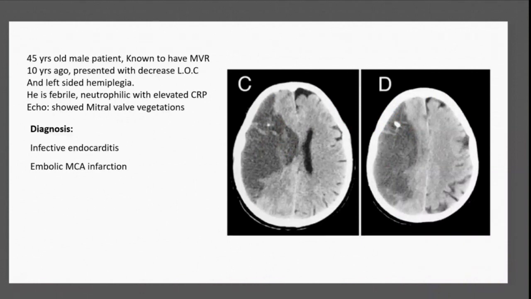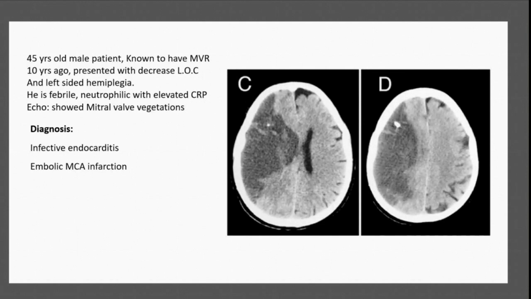So this is a 45-year-old male patient. He's known to have had a mitral valve replacement, which was done 10 years ago. He presented to the ER with decreased level of consciousness, left-sided hemiplegia, and he's febrile, neutrophilic, with elevated CRP. He underwent an echocardiogram, which showed mitral valve vegetation.